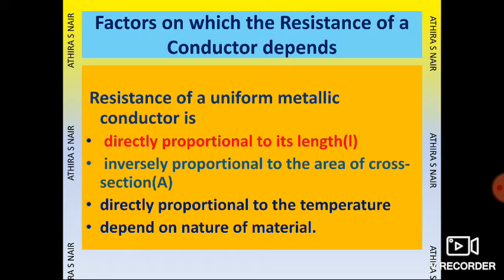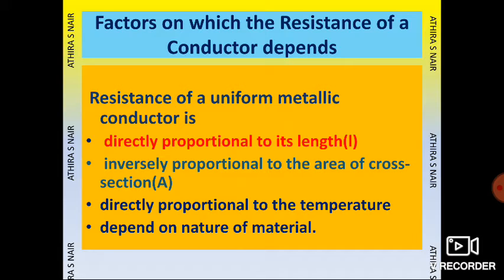Factors on which the resistance of a conductor depends. Resistance of a uniform metallic conductor is directly proportional to its length. That is, a long wire shows more resistance than a short wire. And it is inversely proportional to the area of cross section.